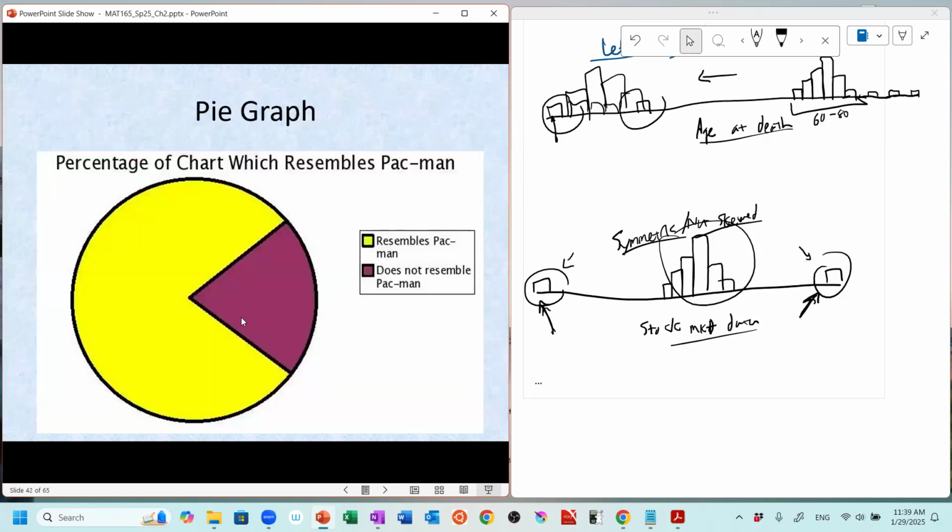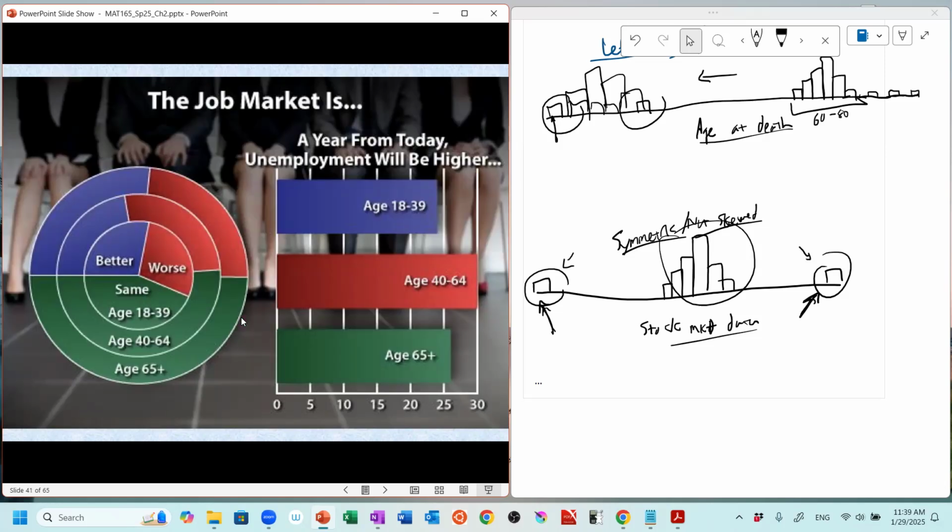Oh, and again, making it even worse. I don't know who wrote this article, but it was not a good article. Over here, a year from today, unemployment will be higher. Presumably, these are the people who answered affirmatively, but now the different age groups are what are related to colors. Where over here it was better, worse, or the same that were related to colors, and ages were concentric rings.